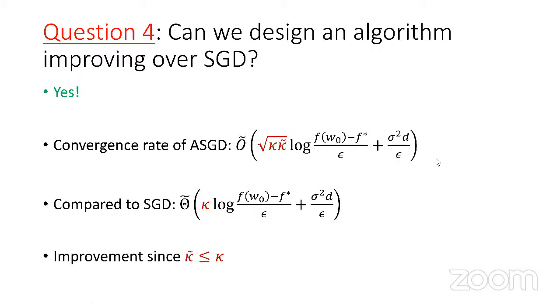So let's now come to the final question, which is whether we can design an algorithm which can improve over stochastic gradient descent and achieve acceleration whenever it is possible. And the answer is yes. We are able to design an algorithm that we call accelerated stochastic gradient descent, which improves the dependence on condition number kappa to be square root of kappa times kappa twiddle. Because we have already shown that kappa twiddle is always less than or equal to kappa, this number is always an improvement over the condition number. And in cases where kappa twiddle is much smaller than kappa, this can be much smaller compared to kappa.